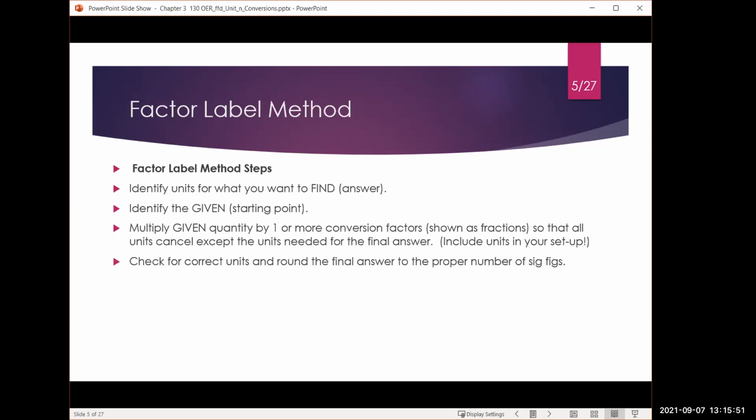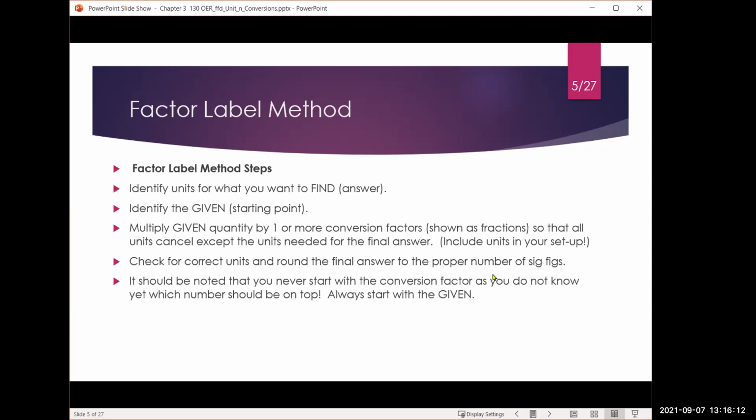All right, then of course, obviously keep track of your sig figs at the end. Most of the time, the conversion factors are exact numbers and therefore wouldn't be a factor with respect to how many sig figs you have at the end for your answer. Okay. All right.